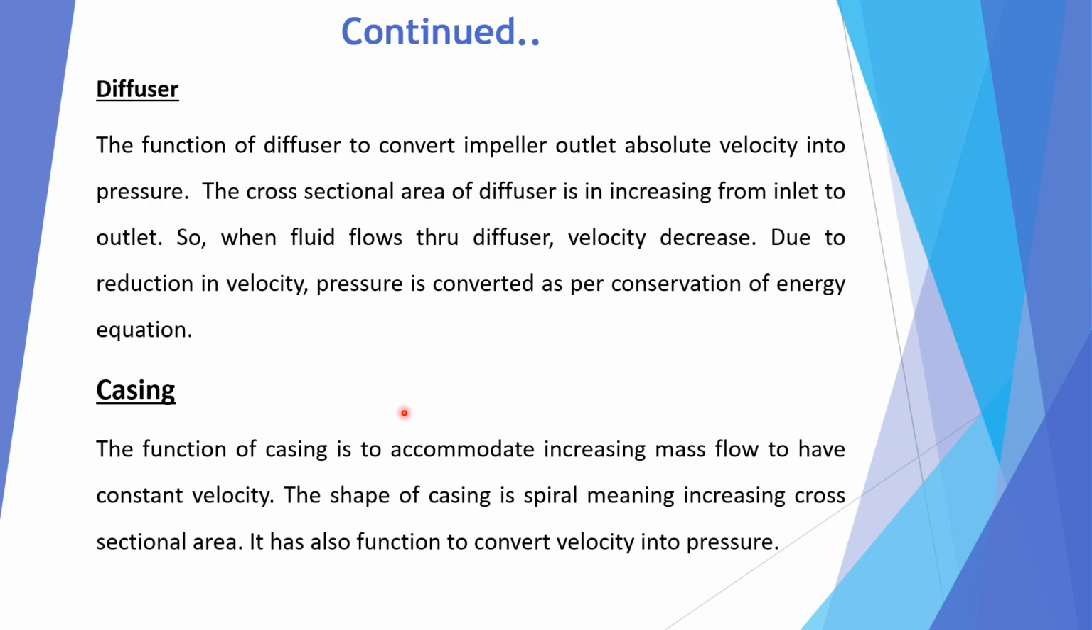Now the diffuser. The function of the diffuser is to convert impeller outlet absolute velocity into pressure. The cross-sectional area of the diffuser increases from inlet to outlet. So as the fluid flows through the diffuser, velocity decreases, and due to the reduction in velocity, pressure increases as per the conservation of energy equation. Now the casing. The function of the casing is to accommodate increasing mass flow while keeping constant velocity. The shape of the casing is a spiral, meaning increasing cross-sectional area, and it also has the function of converting velocity into pressure.